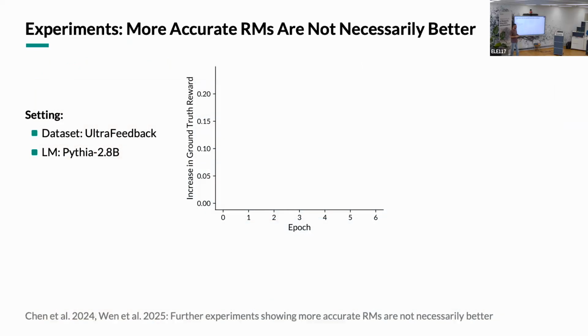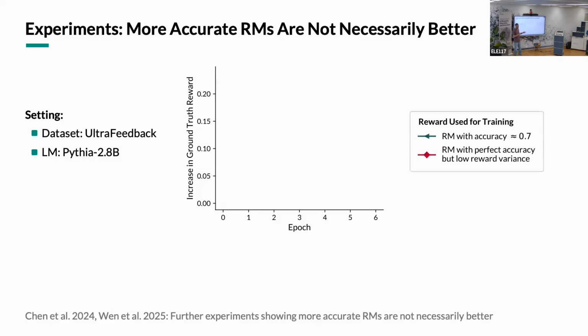Okay, first let's see some experiments. Just in practice, you can also widely observe this. This is just a small subset of the experiments that we ran. A standard setting, the UltraFeedback preference learning data set, and here it's a 3 billion parameter language model. We're going to look at the increase in ground truth reward as a function of the epochs of policy gradient. And we're going to compare just two reward models for simplicity, one which is moderately accurate, 70% accuracy, and another which is actually perfectly accurate, but induces a substantially lower reward variance.